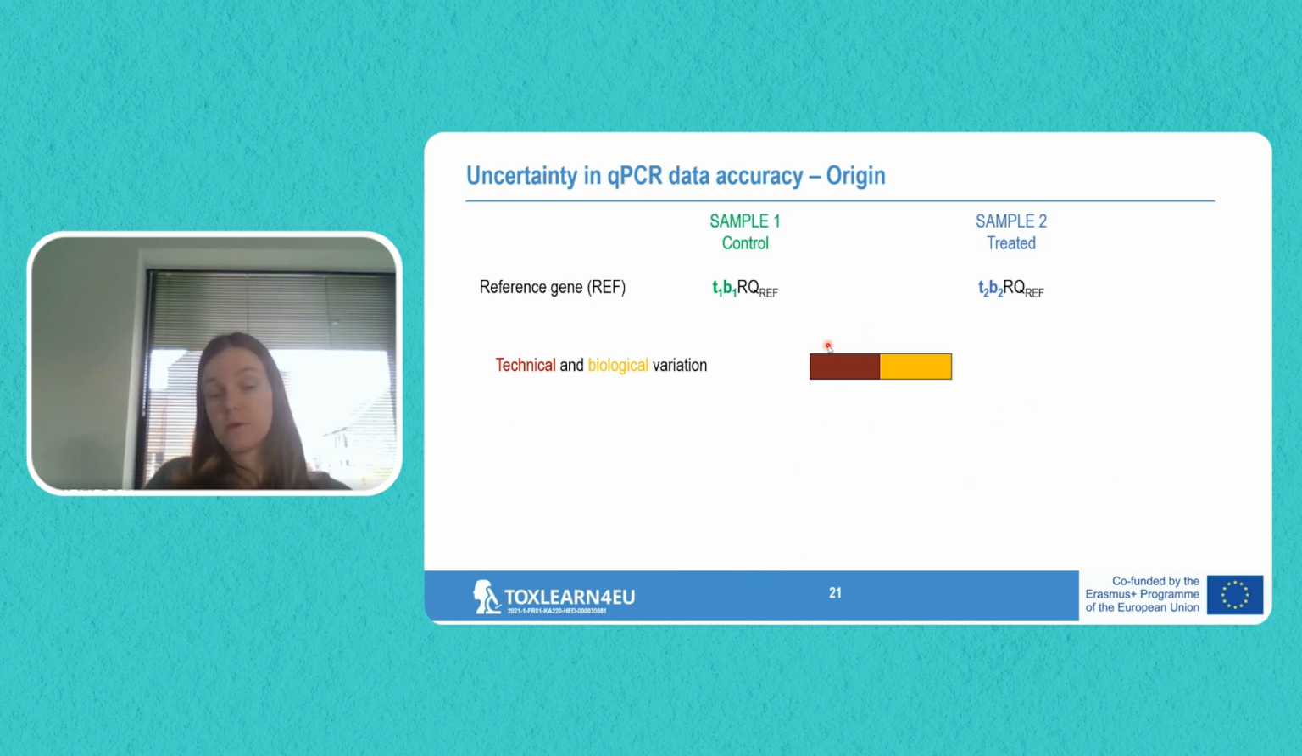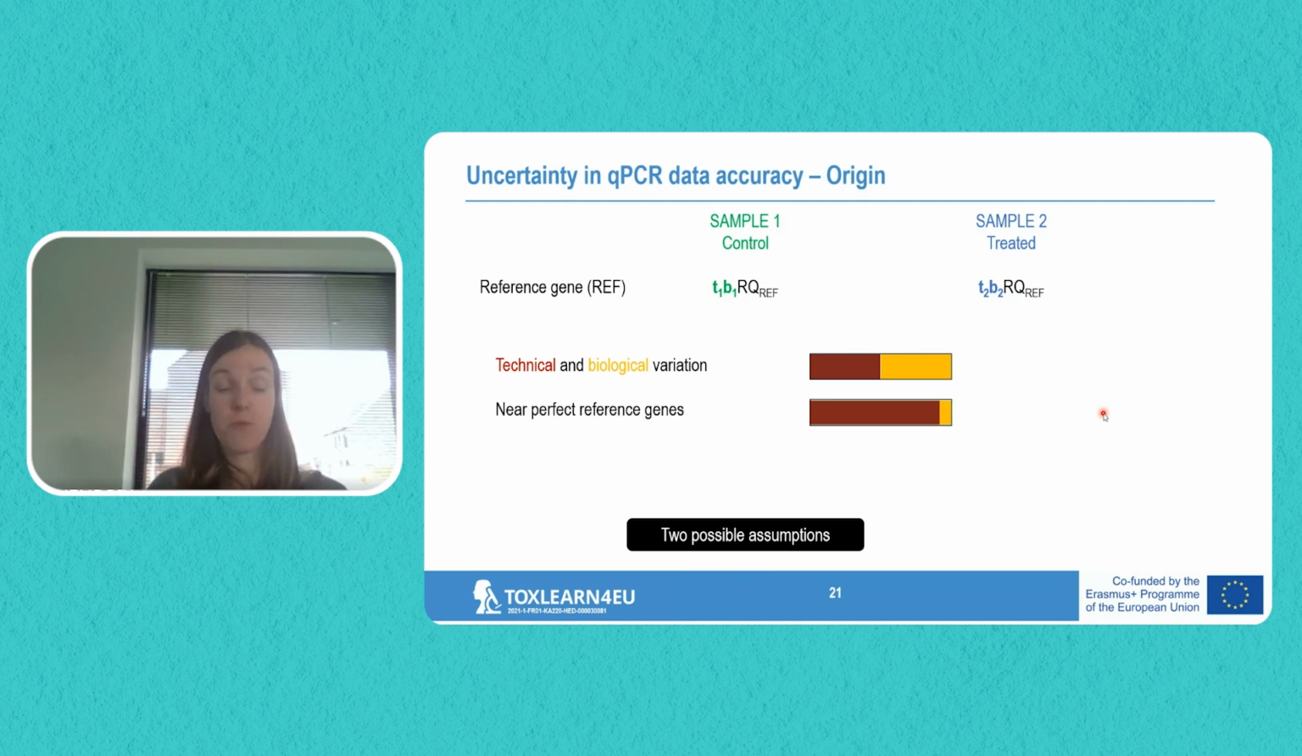So the problem is that we do not really know which part of the difference in CQ value between 2 samples is due to technical variation and which part is due to biological variation. It might be that it's half-half, so half of the difference is related to technical variation, half is related to biological variation. But of course, the two opposites, let's say, are also possible.